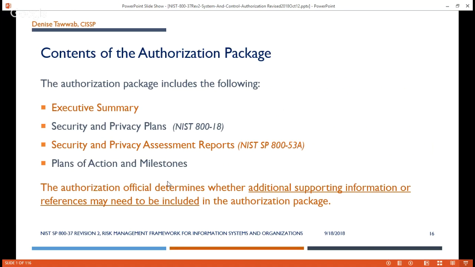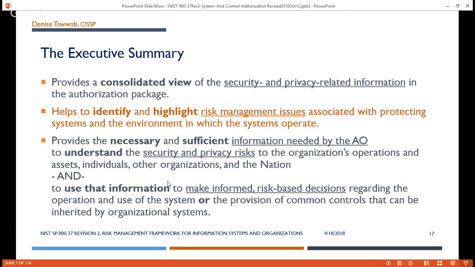But at a minimum, you will need to include an executive summary and security and privacy plans, and those are covered in NIST 800-18. Security plans are. Privacy plan information will be included in a revision of 800-37, is what I've been told. Security and privacy assessment reports have to be included, and those are covered in NIST 800-53A, and plans of action and milestones. And we'll talk about each of these in turn.